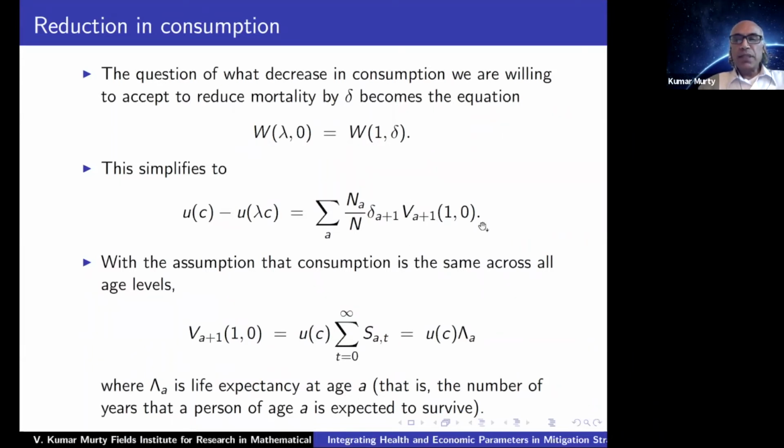What is this term here, V_{A+1}(1, 0)? Well, it's simply the utility function at consumption level C times life expectancy at age A. This quantity here is simply the expectation of life, the length of life, because these are all probabilities that the person survives to t. So this whole thing is just the life expectancy at age A. So this quantity here can be written as the utility function evaluated at the current consumption times life expectancy at age A.